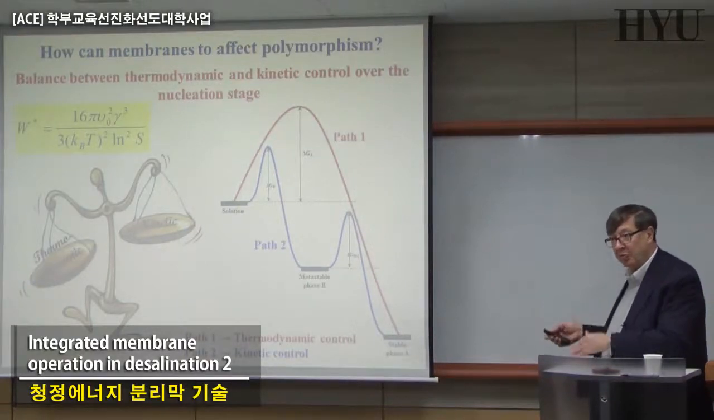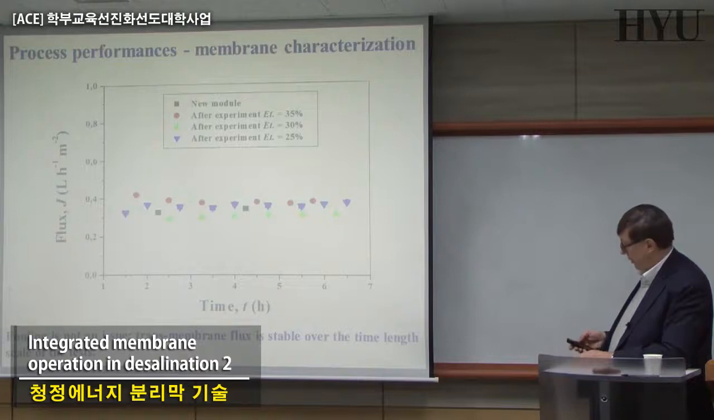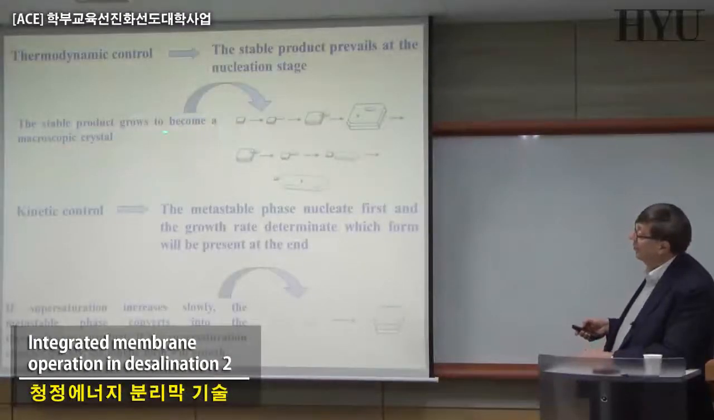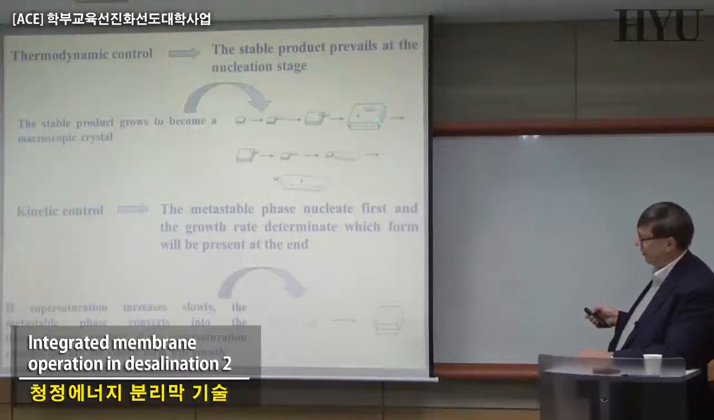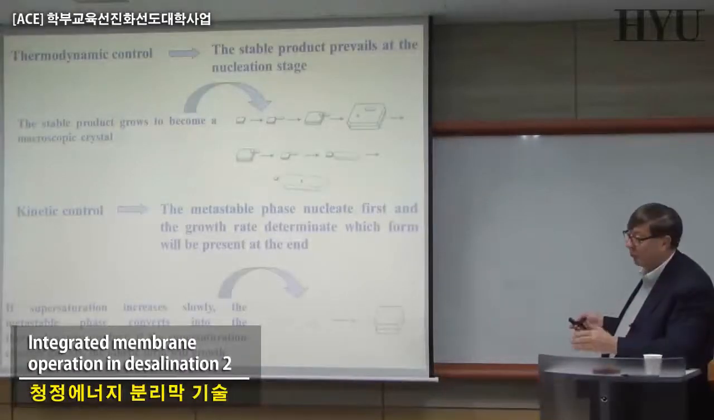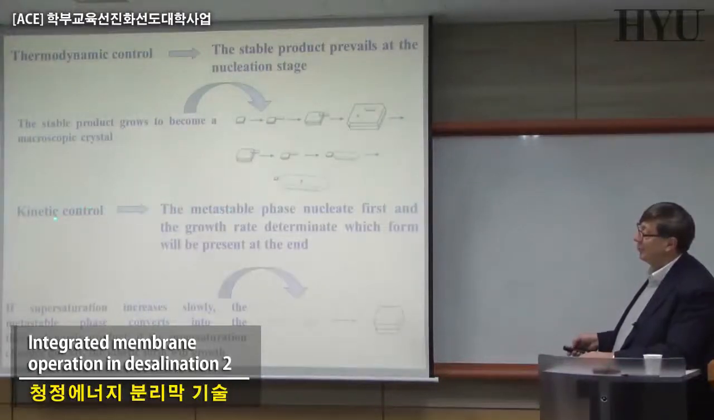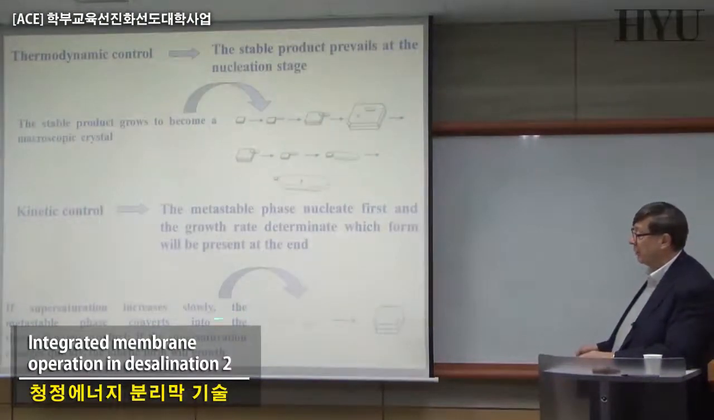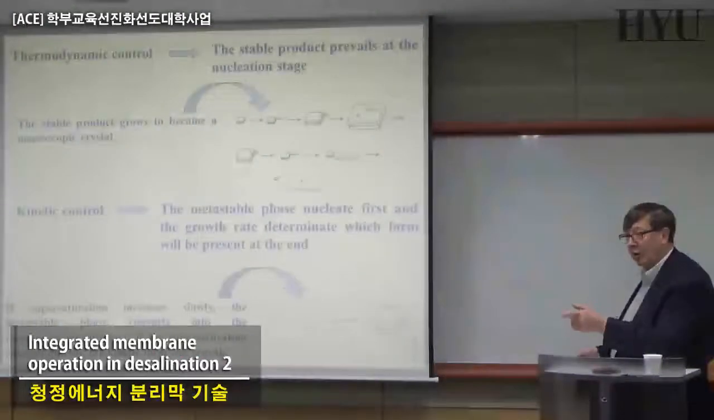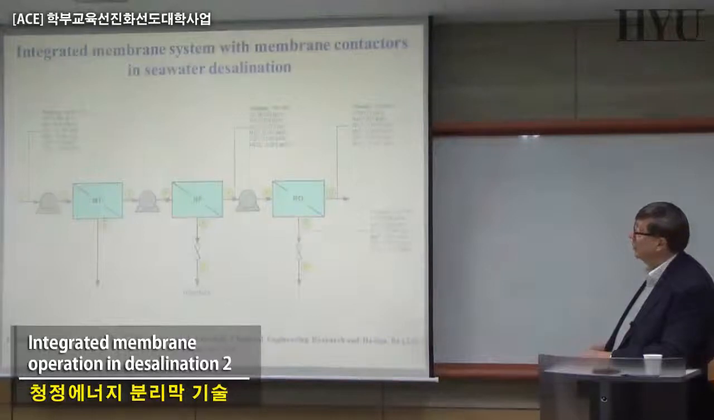Eventually, one of the polymorphs compared to the other L form, that is not. You can have the stable growth to become a microscopic crystal. You can have this one form, and you can have the stable product prevail at the nucleation stage, and that is the traditional situation, and you form what you have always formed. But if you have the possibility of kinetic control in the metastable phase, that's what we have, you can change completely. If the supersaturation increases slowly, the metastable phase converts into the thermodynamic product. If the supersaturation changes quickly, the kinetic form will grow. And so the kinetic forms are the ones that are changing the situation completely.